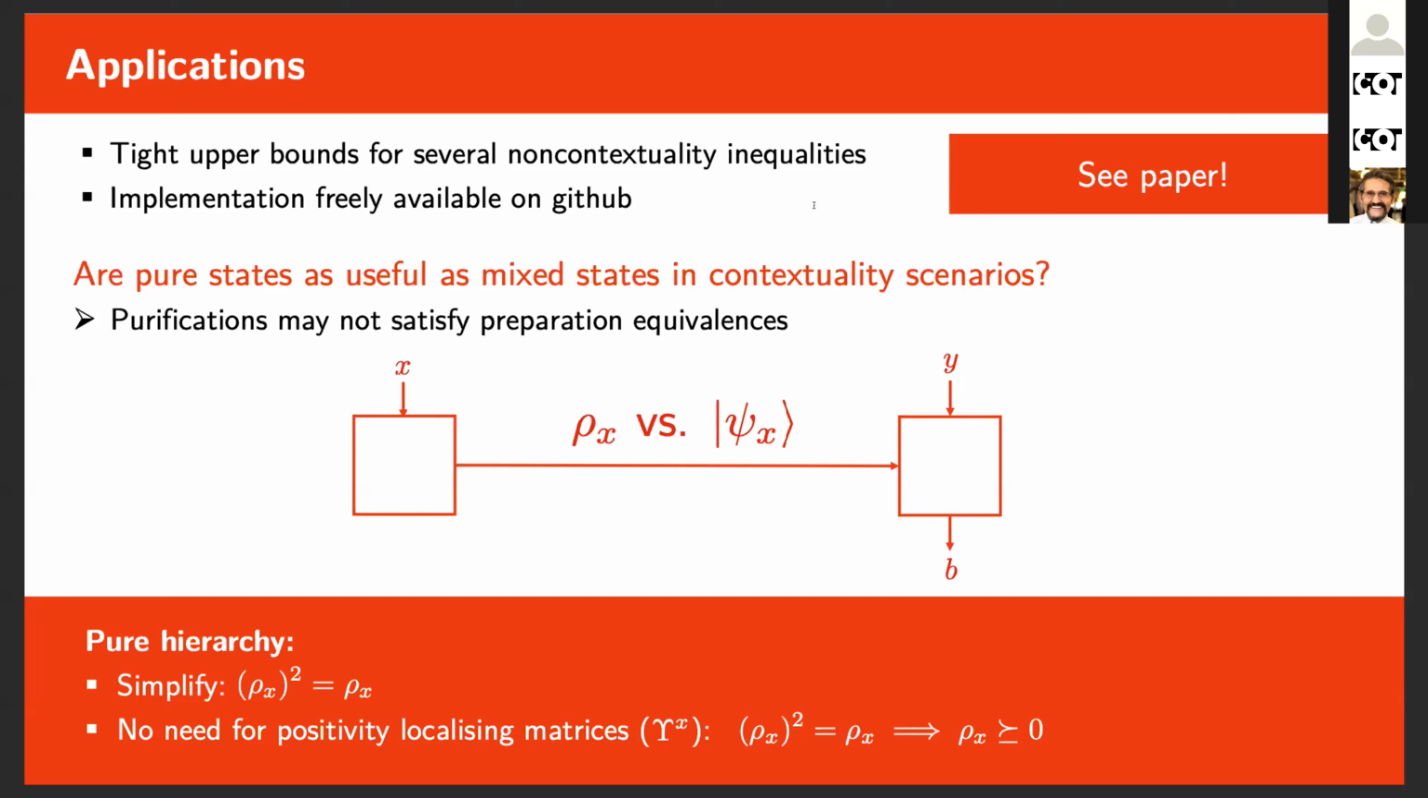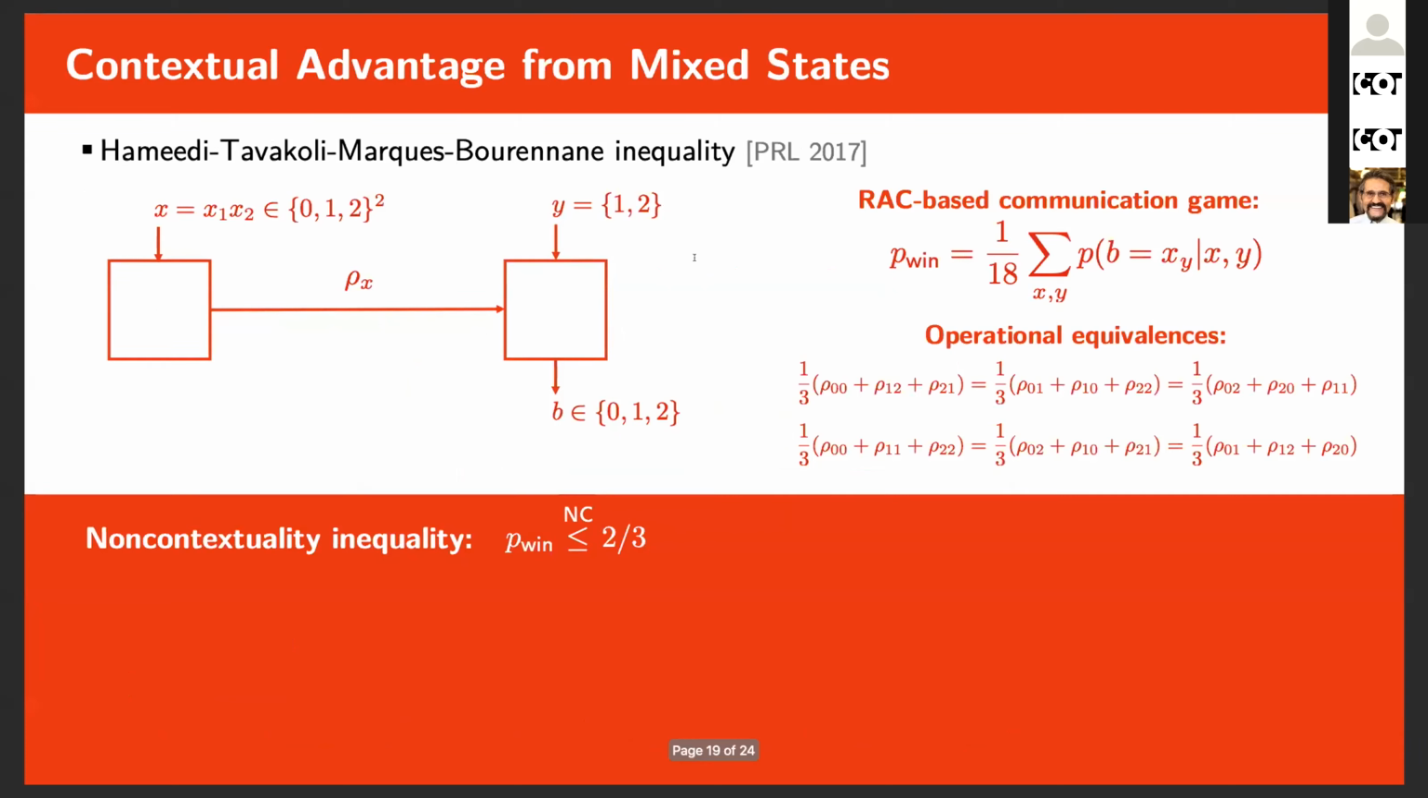And this is something we can actually look at with our hierarchy by taking a pure version of the hierarchy where we impose some extra additional constraints, say that all of the states square to themselves. And so this imposes extra constraints on the elements of the moment matrix. And it also already implies that the states will be positive semi-definite. So we don't even need the localizing matrices when we do this. And so using this hierarchy, we were able to indeed find some cases where there is an advantage from mixed states.